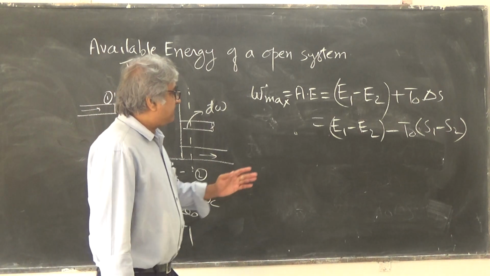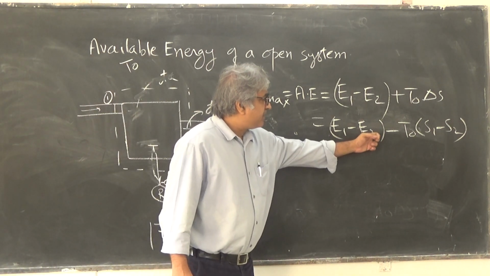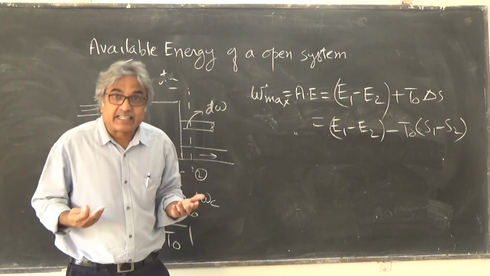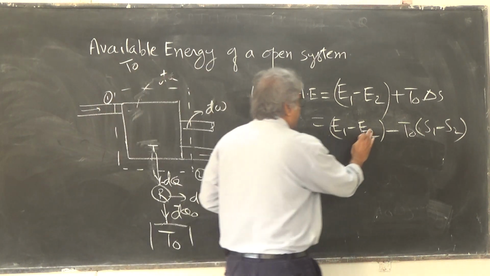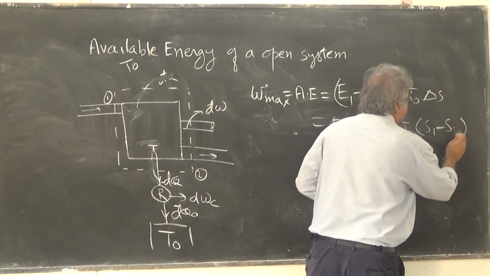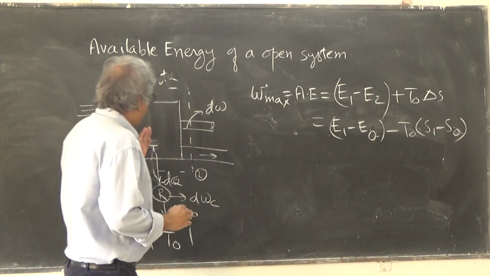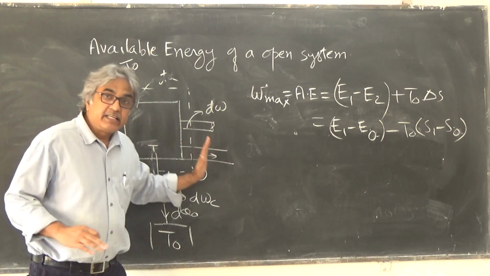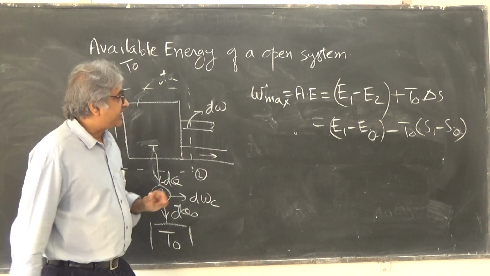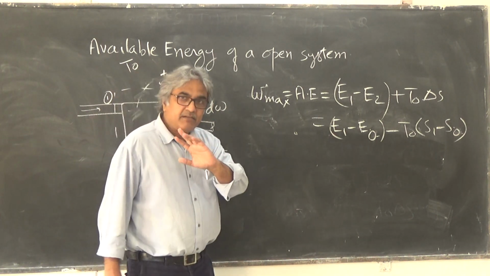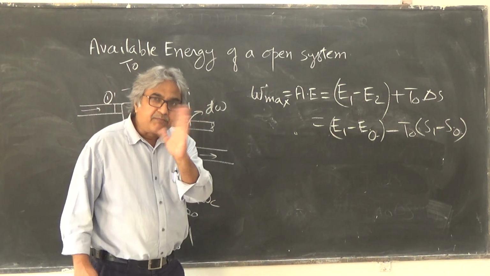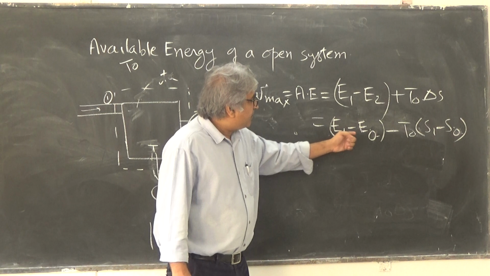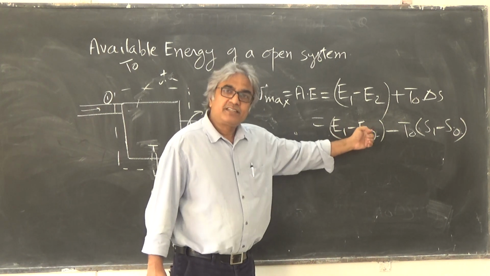Now, please note that you can substitute 2 by naught, that means the system has reached the dead state. So instead of 2, we can say naught, that is 0. That means the final value is of the properties when the fluid has reached the dead state. Now here is something which you would like to compare with the earlier expression for a closed system. What was the difference? Instead of E1 and E0, it was U1 minus U0.